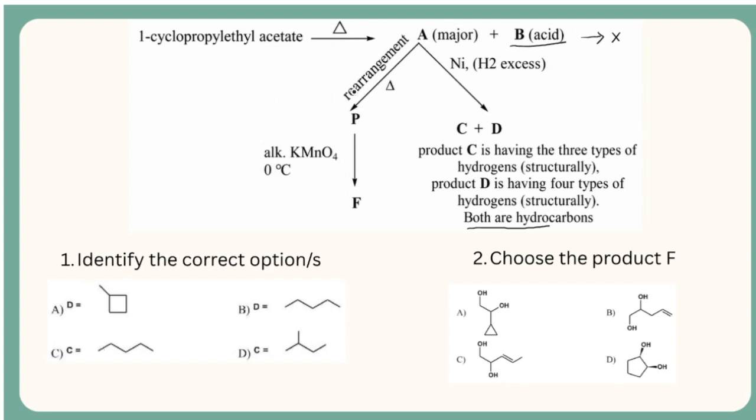When A undergoes rearrangement upon heating, it forms product P, which on treating with alkaline KMnO4 at 0 degrees Celsius undergoes oxidation to form the product F. You can answer question number 2. Now let's write down the reactions and answer the given two questions.